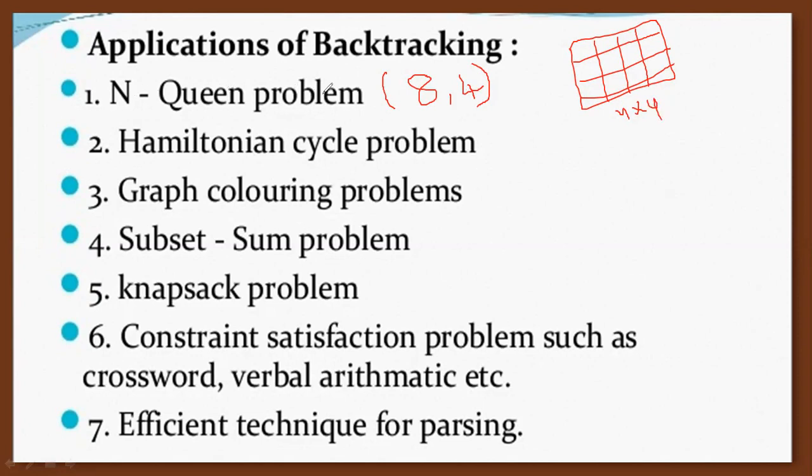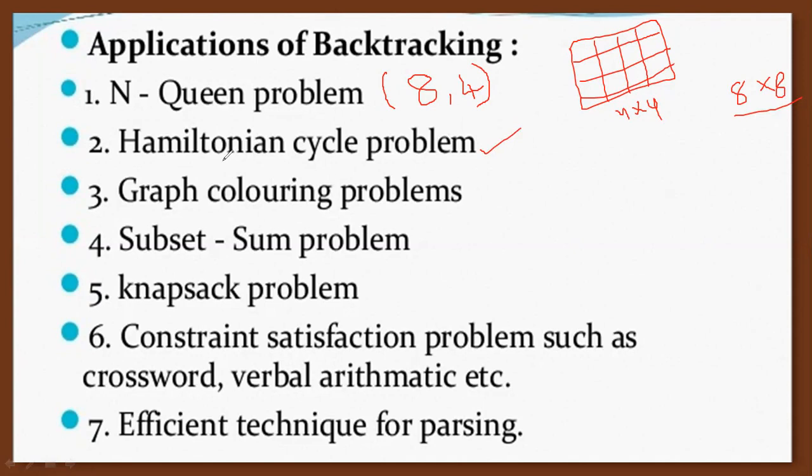Like that, we can solve the 8 by 8 chessboard. Consider there are 8 rows and 8 columns. We can place the queens on the 8 by 8 chessboard by satisfying the constraints. In this way we can solve both the 4-queen and 8-queen problems by using the n-queen problem through the backtracking technique. The next one is the Hamiltonian cycle problem.